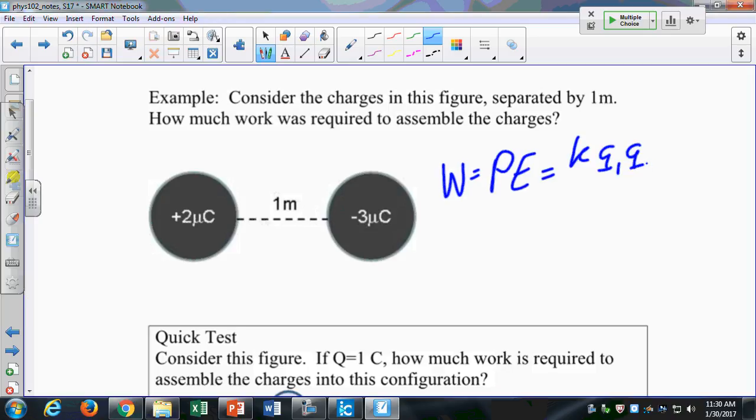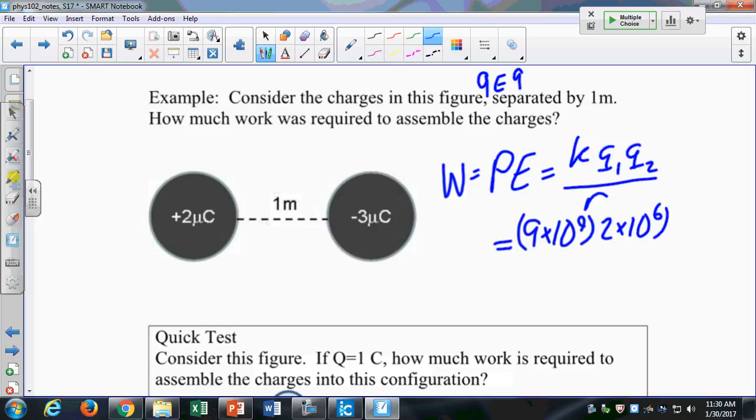So that's 9 times 10 to the 9th, that's our K value. As I like to put it in my calculator, and I recommend that you do the same, 9E9. If you don't know how to do that, ask me. All right, Q1 is 2 times 10 to the minus 6. Q2 is negative 3 times 10 to the minus 6. I keep those negative signs.